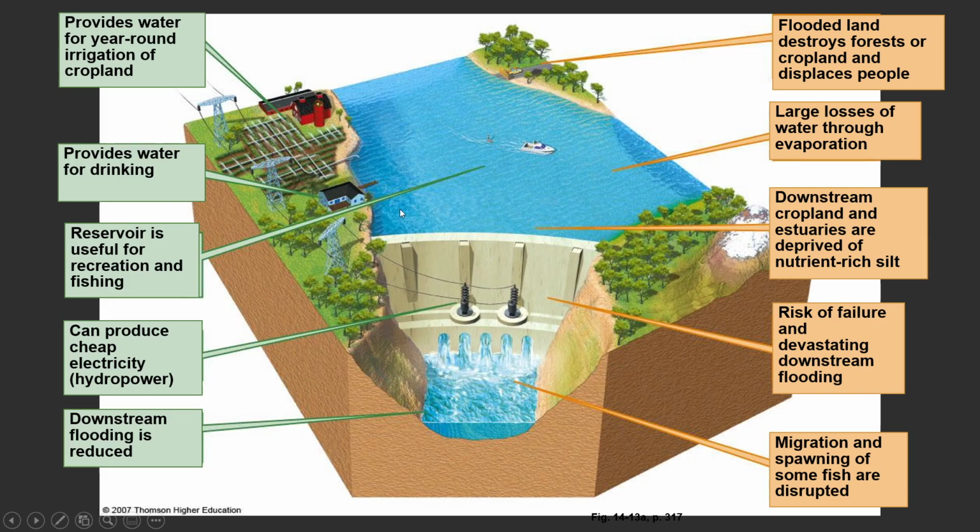There are also nutrients in this water that were originally coming downstream and providing downstream sources of nutrients, and now with building the dam, those nutrients are not able to get downstream, which deprives downstream cropland and estuaries. There's always a risk that the dam will fail. If the dam fails, you're going to have devastating flooding, and it can disrupt the spawning and migration of fish because it stops them from being able to travel either upstream or downstream depending on which way they were trying to go.